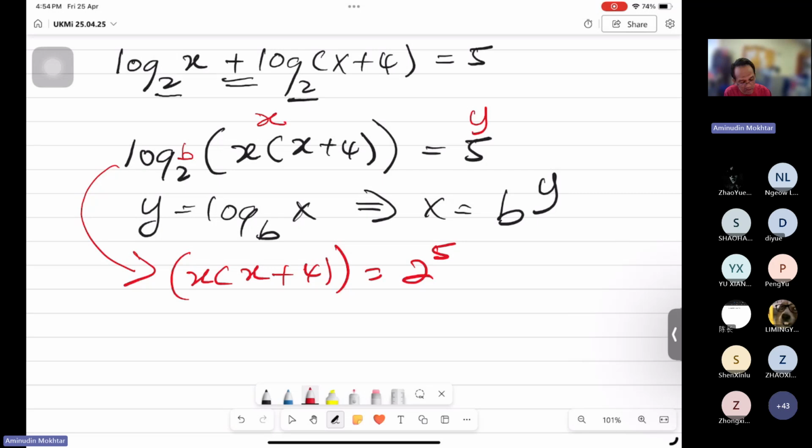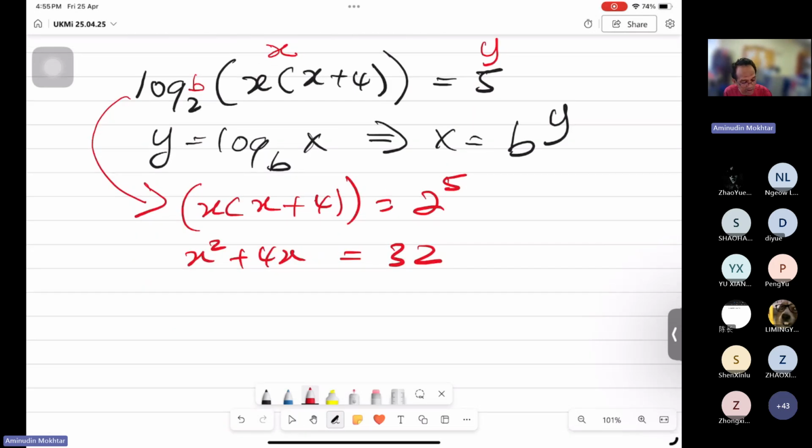Okay, we can open the bracket. This is x squared plus 4x equal to 2 to the power of 5 equal to 32. We can simplify this equation. So what is x? We can write in terms of quadratic: x squared plus 4x minus 32 equal to 0.